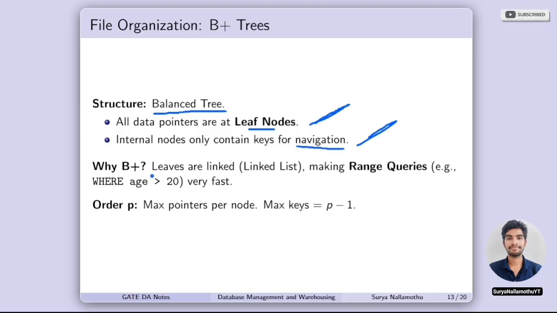And why do we need B plus trees? The leaves are linked as a linked list, which makes range queries very fast. For example, a range query like age greater than 20 gets results very quickly. That's why we use B plus trees. In the order P, the order means the maximum pointers per node, and the maximum keys is equal to P minus 1.